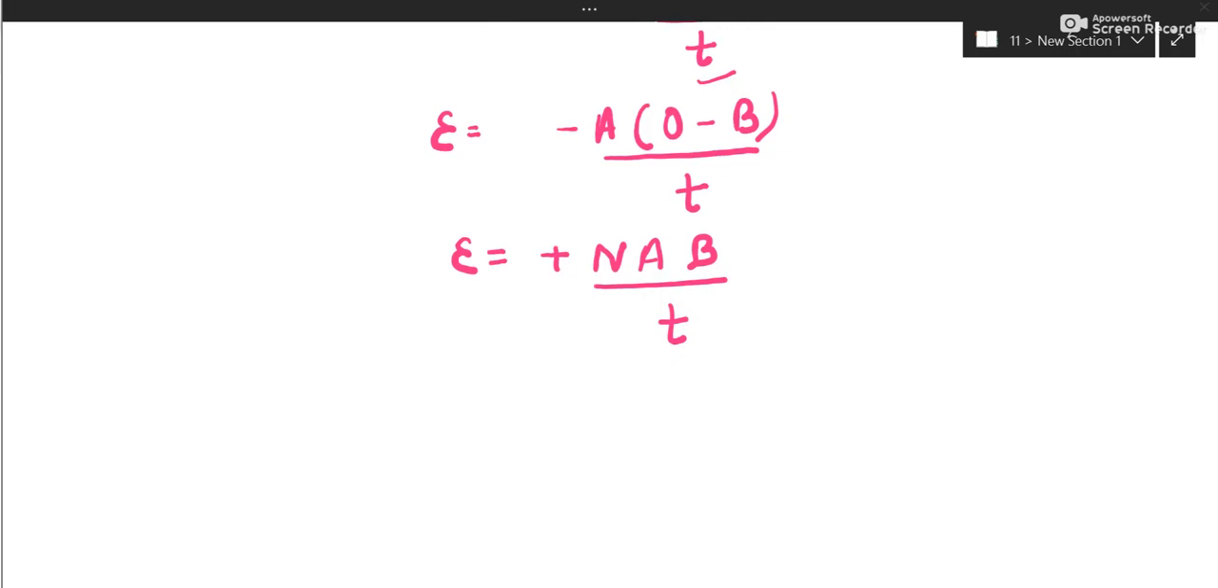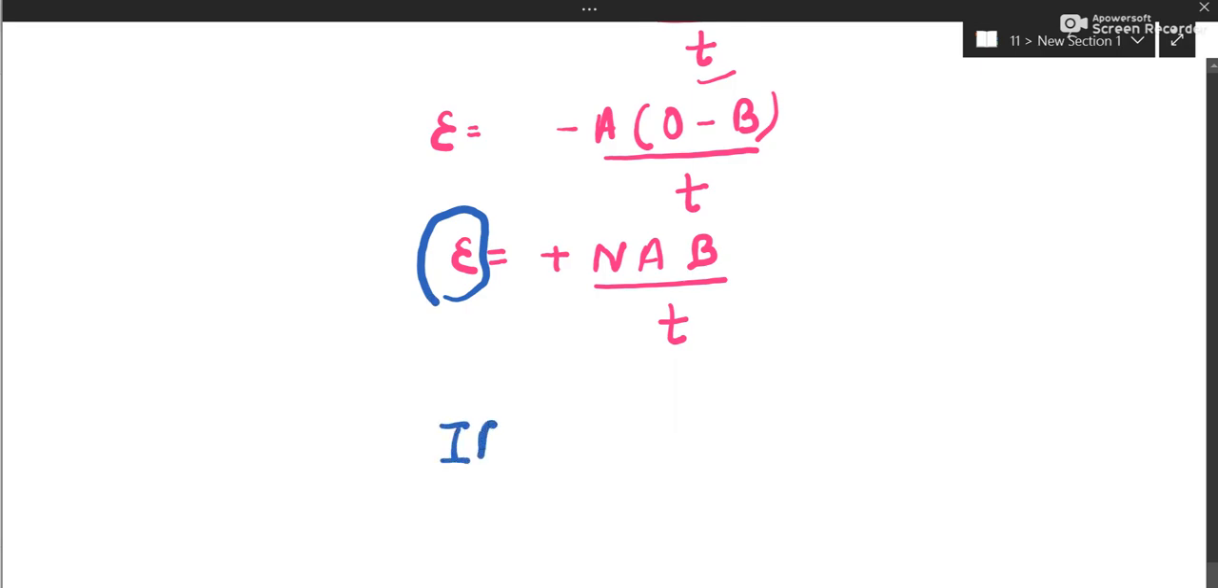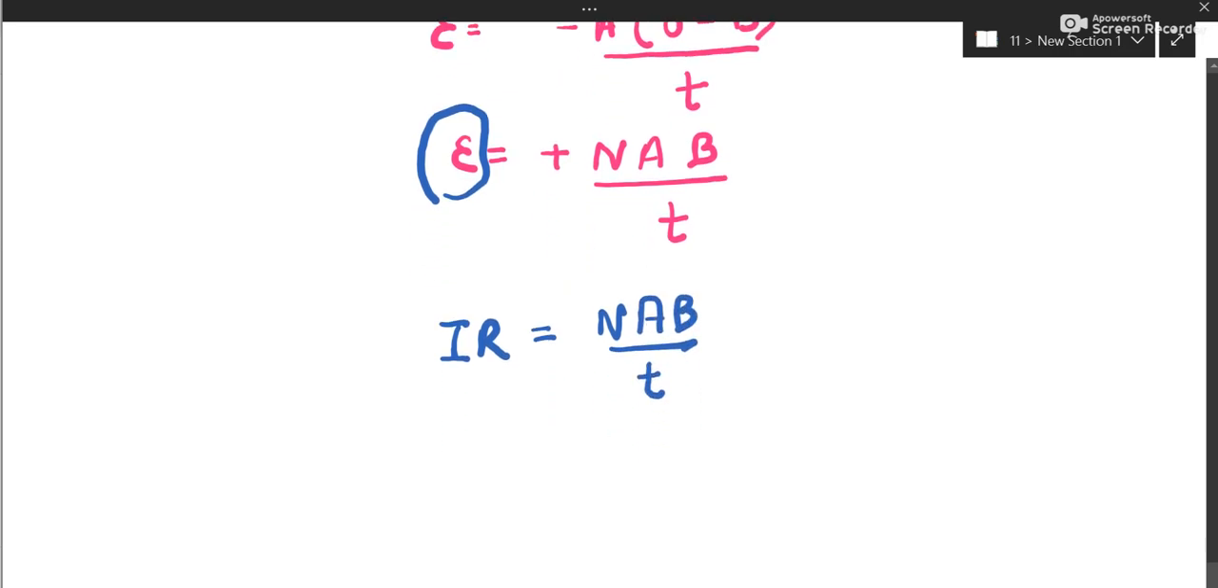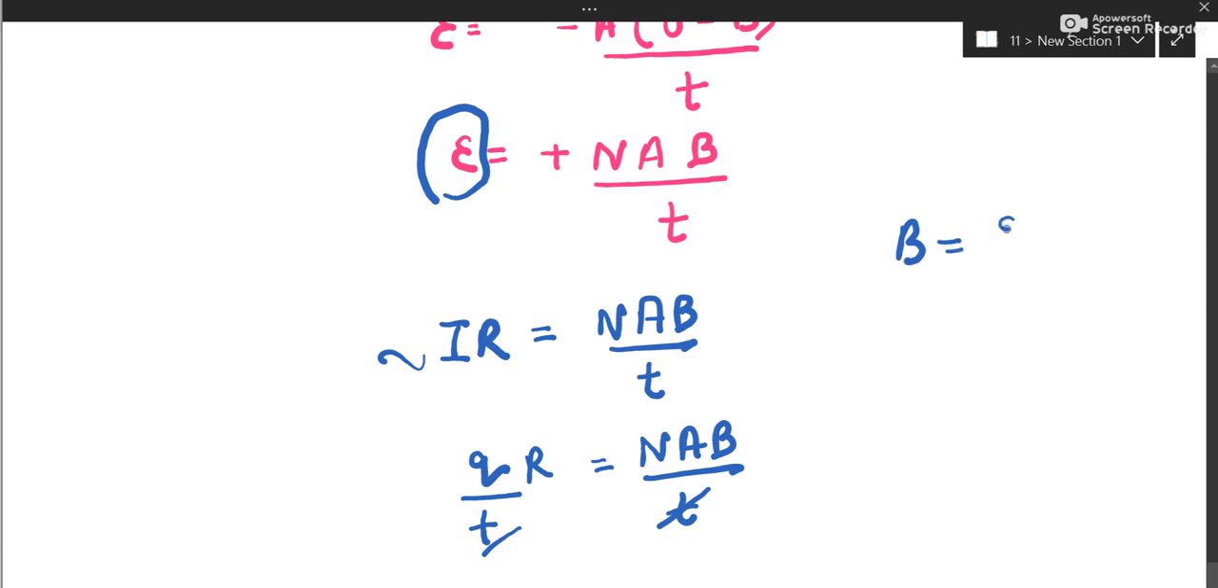Now what is this E? This is voltage, induced voltage. So voltage can be written as I into R. Simple. NAB by T. And current can be written as charge by time. NAB by time. Time cancels. So magnetic field can be calculated as Q into R upon N into A. And everything we have: charge flown, resistance, number of turns, and area.